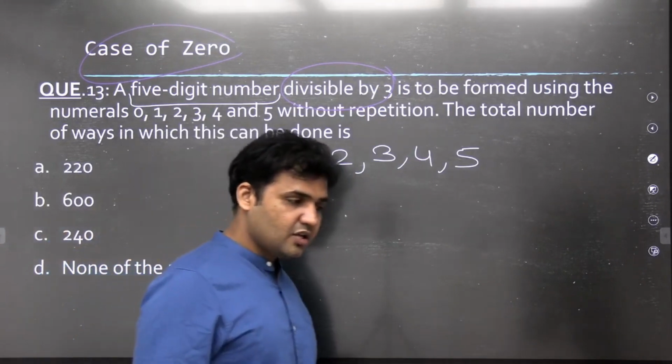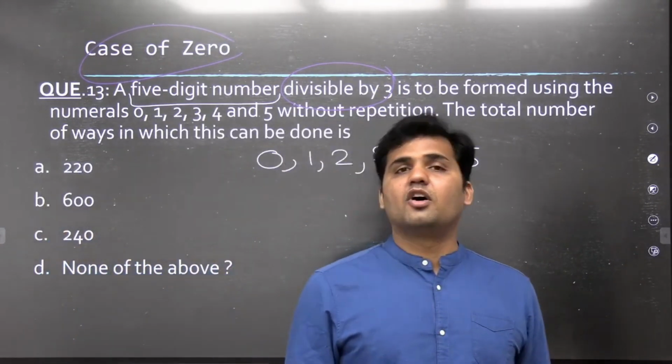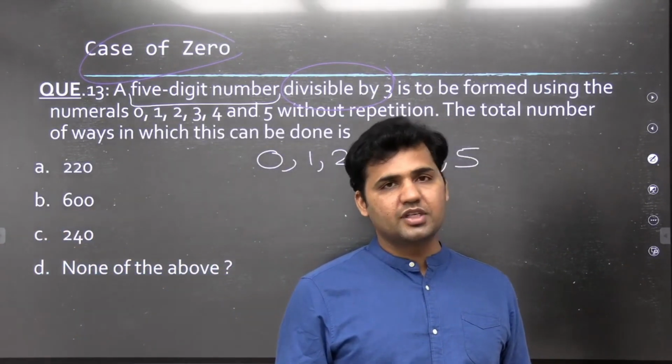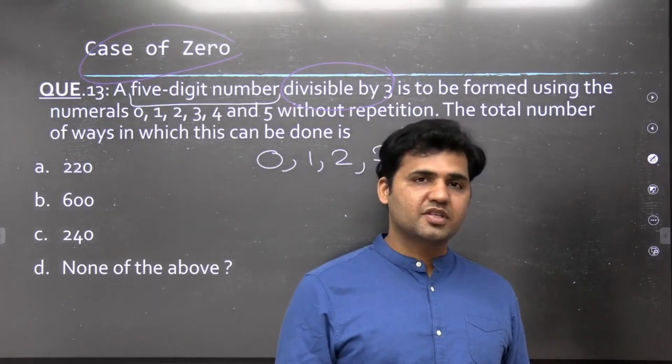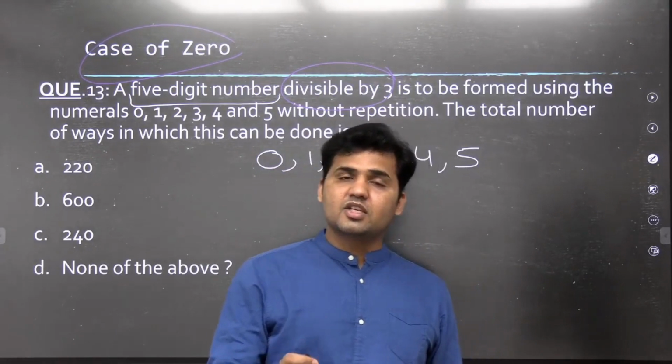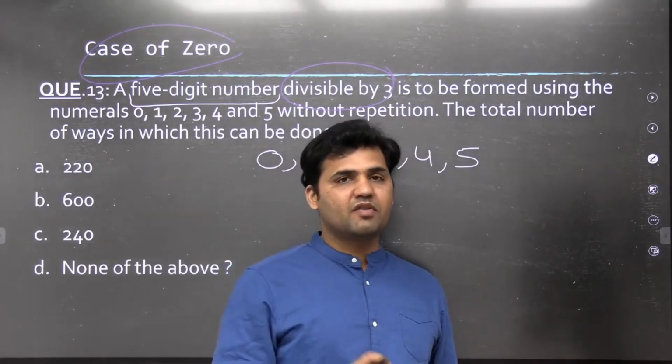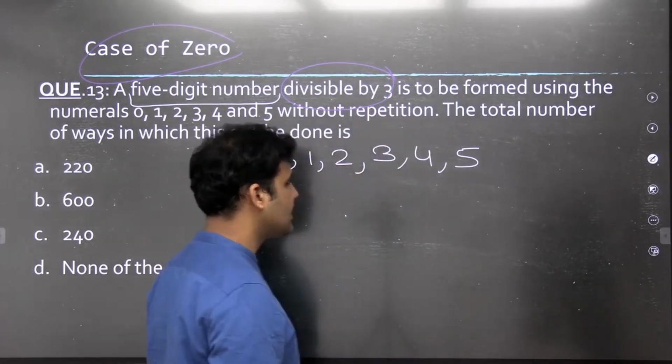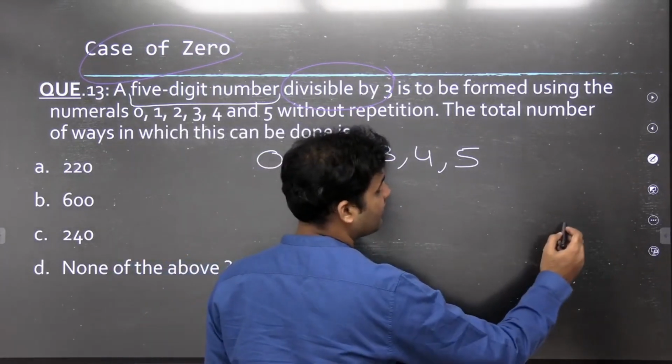Now guys, here you require some basic knowledge of the divisibility rule of 3, which we have studied in the number system. The divisibility rule of 3, guys: a number is divisible by 3 if the sum of its digits is divisible by 3, right? We have studied that part in number system.